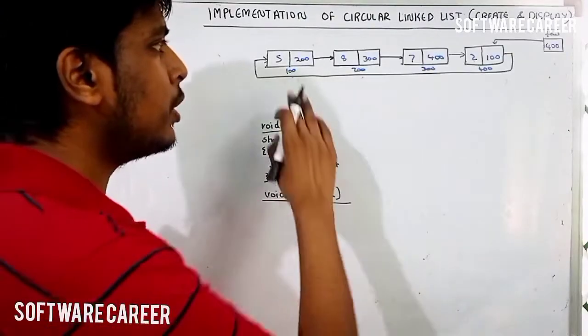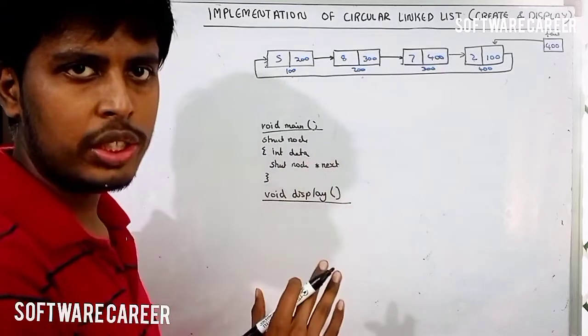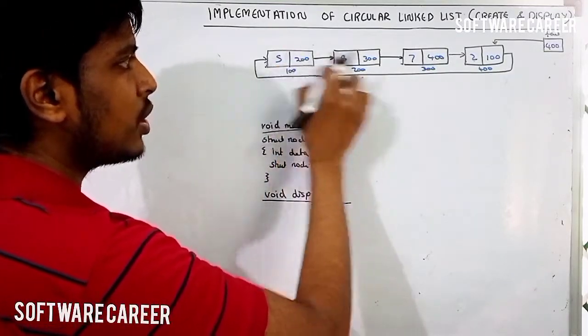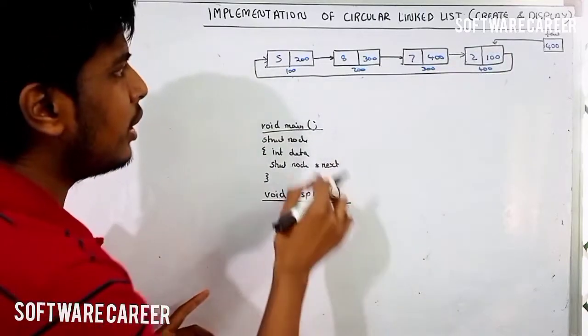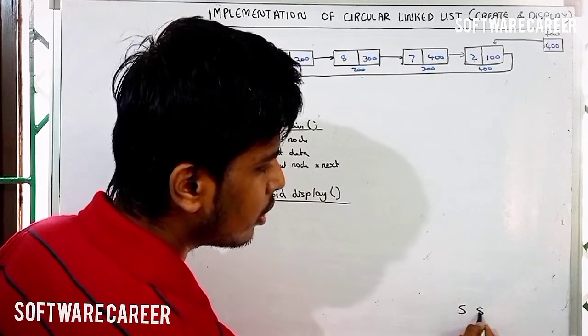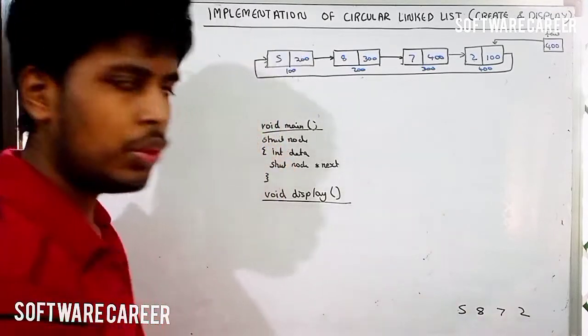Now I will teach you how to display all the elements present in the circular linked list. See, now these are the nodes. This is the first node, second node, third node, fourth node. Now the data present in these are 5, 8, 7, 2. So you should display 5872. How to display it?